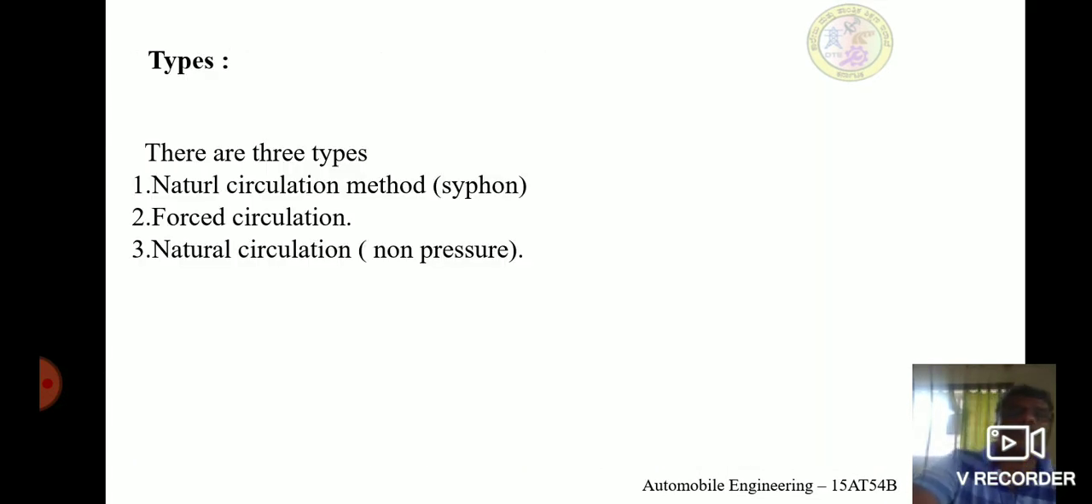How many types of water heaters are there? Strictly speaking, there are two types. One is the siphon type and another is forced circulation, the pump type as we say. Just like in water cooling systems, we have a siphon type and a pump type. Siphon means here it's a natural flow of water.